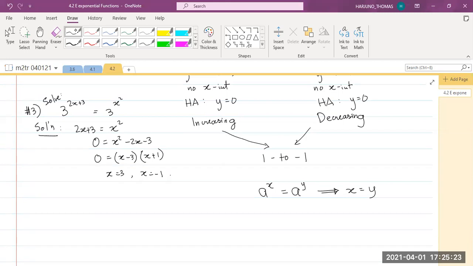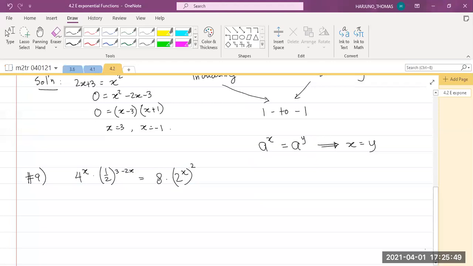Let me do one more problem and then I'll let you go. Number 7 or number 9. Let's say number 9. 4 to the x times 1/2 to the x to the 3 minus 2x equals 8 times 2 to the x being squared. For our level now, we'll take a look at all the bases and see if we can change them into a common base. In this case, we'll change them to base 2.